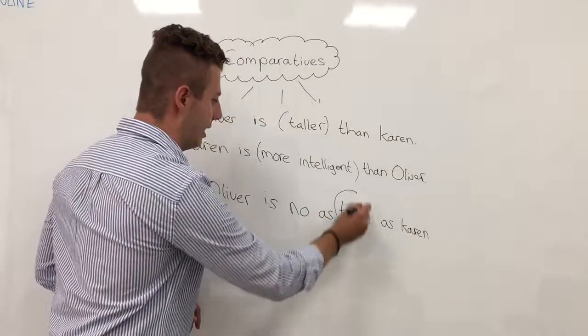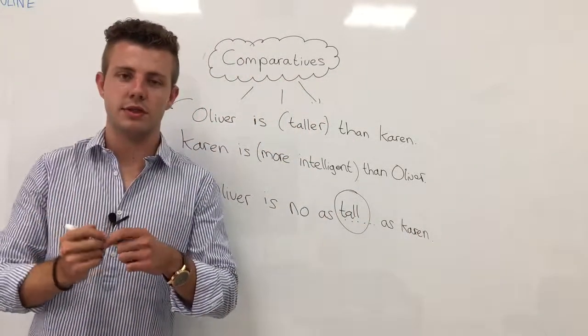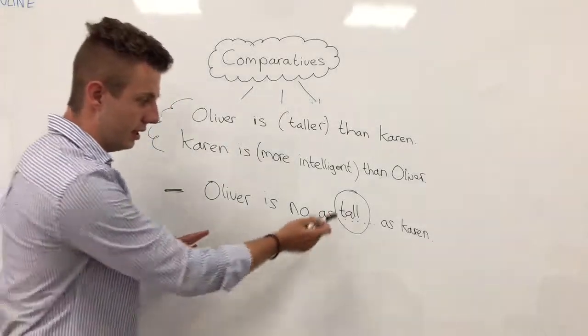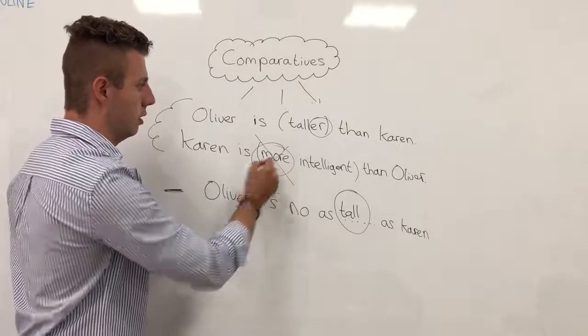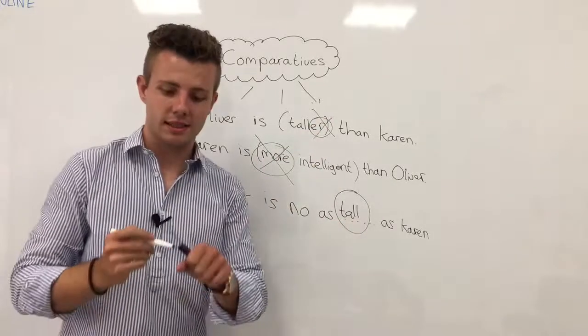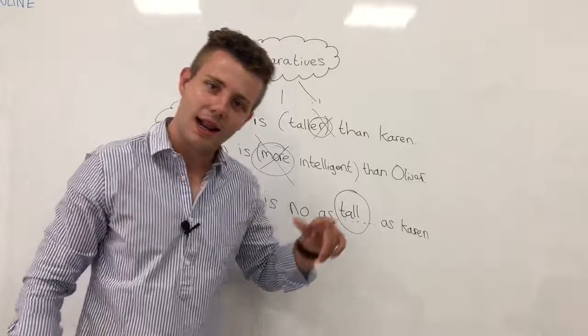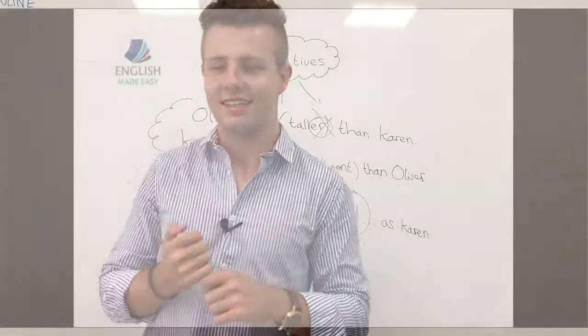Notice in the negative, when we're comparing two things in a negative, it stays the same. We don't have to add the er and we don't have to add the more. In the negative, it just stays the same. Okay, let's practice.